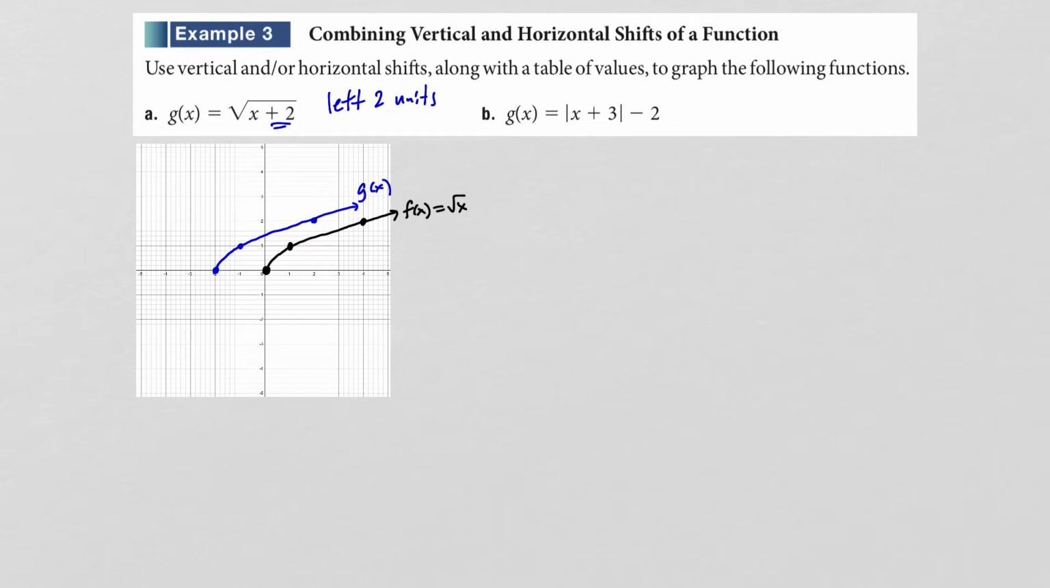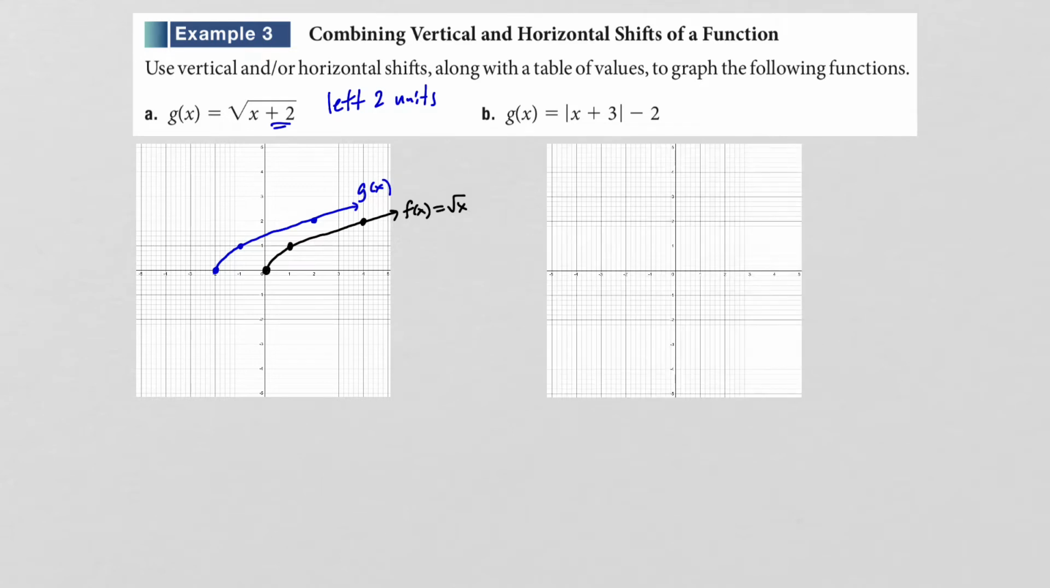Now let's look at the other function, part b. So for this one, we need to start by graphing the function f of x equals the absolute value of x, because you can see that this is a variation of that function. And so the absolute value of x looks like this. And now to graph g of x, we just need to realize that the plus 3 inside the absolute value will shift the graph to the left 3 units, and the negative 2 on the outside is going to shift the graph down 2 units.